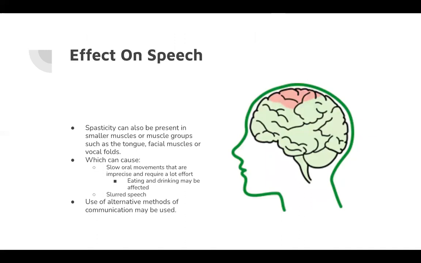Spasticity can also have an effect on speech, as it can be present in smaller muscles or muscle groups such as the tongue, facial muscles, or vocal folds. It can also cause slow oral movements that are imprecise and require a lot of effort. Eating and drinking may be affected, and you may also have slurred speech. Alternative methods of communication may be used.